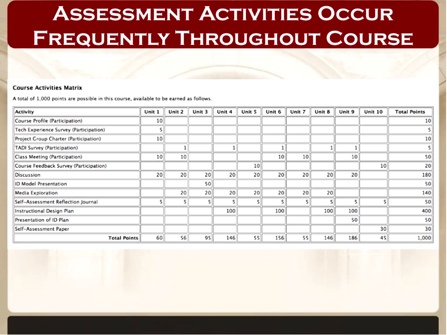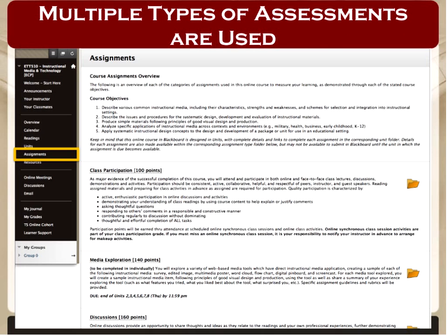But things like having assessment activities occur frequently throughout the course. So here's a course activities matrix I did for my students where they could see the breakdown of my 10 units, the activities that we had, and the points that they were worth. So you can see the distribution really quickly, that everything wasn't due at the end of the course, but throughout the course they were interacting, they were participating, and those expectations were clear for the students.